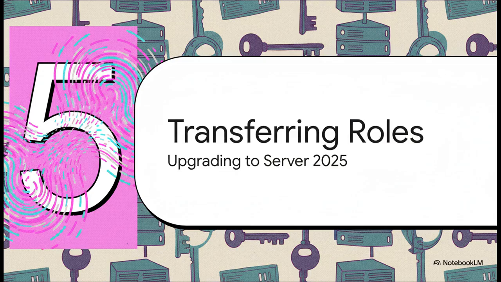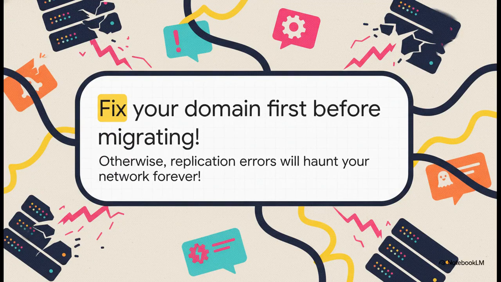Let's move to our final topic, Section 5, transferring roles and upgrading. Okay, this is where the rubber meets the road. If you're executing a rolling upgrade to Windows Server 2025, you have to check your domain health first. I literally cannot stress this enough. A perfectly healthy domain is a strict prerequisite. You've got to use dcdiag and repadmin to verify replication before doing anything else. If you ignore replication or DNS errors right now and just blindly transfer roles, well, those errors are going to haunt your network forever. Fix your domain first.